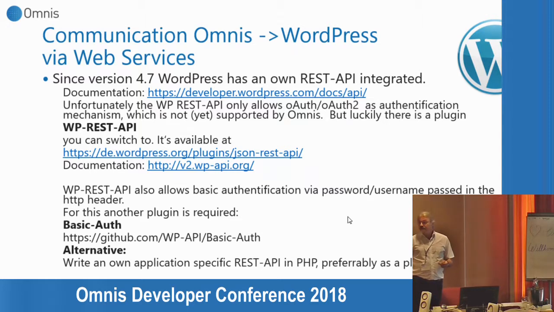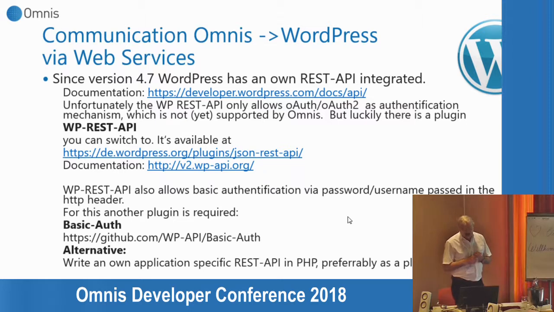So if you don't know who really does it, that means some authentication is required. And this is the bad part about it. So WordPress 4.7 and higher, we have WordPress 4.9.5 now, just allows, as far as I know, and I did some research, it just allows OAuth 2. So this is the authentication method that's available and should be used, and Omnis at the moment is not capable of this.